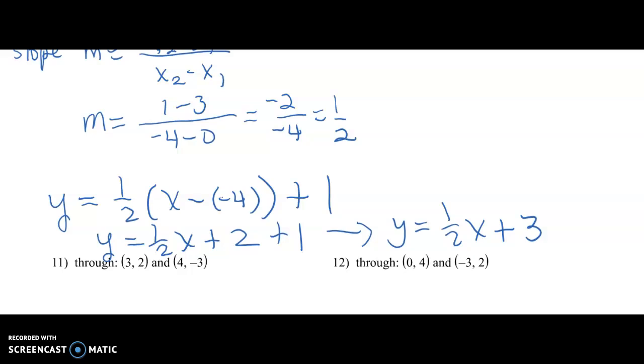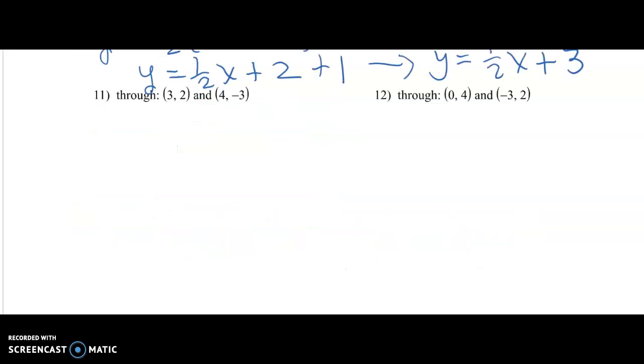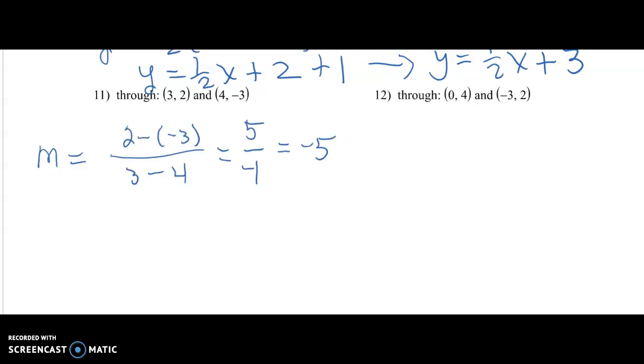Now let's see what you can do with example number 11. Here you're given 2 points, and when it's all said and done, you want to write your equation in slope-intercept form. All right, so you first have to calculate your value of slope. So again, using that slope formula, y2 minus y1 over x2 minus x1, you should have calculated a slope value of -5.